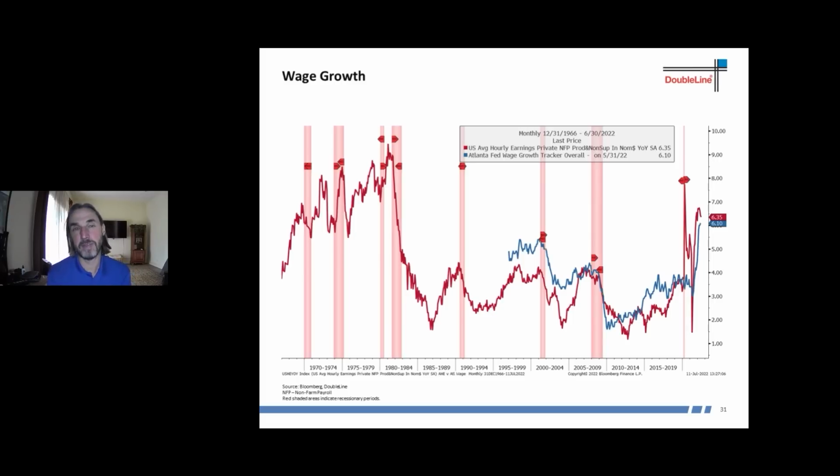And so you see this both in the average hourly earnings as well as in the Atlanta Fed surveys, which compare the same worker to where they were 1 year ago. So it adjusts for the makeshift in that labor force.